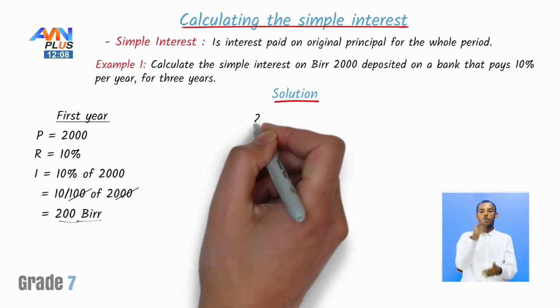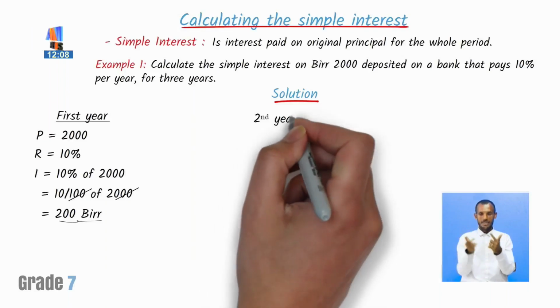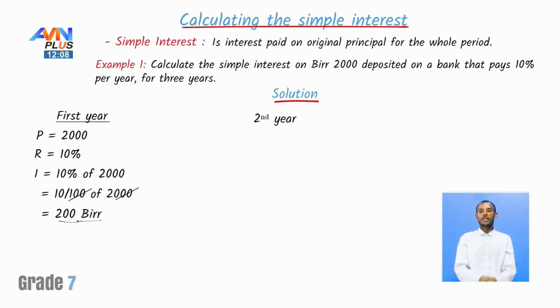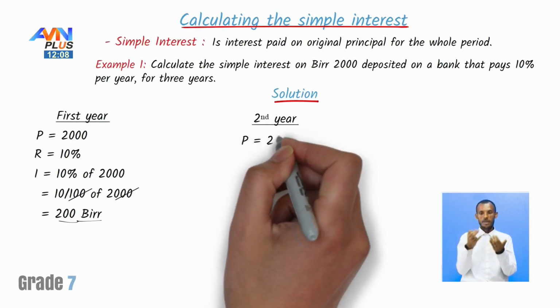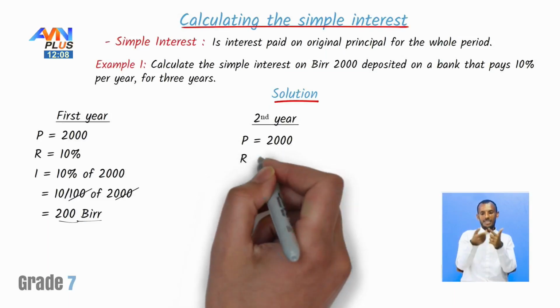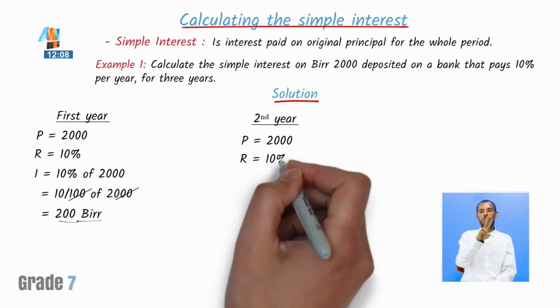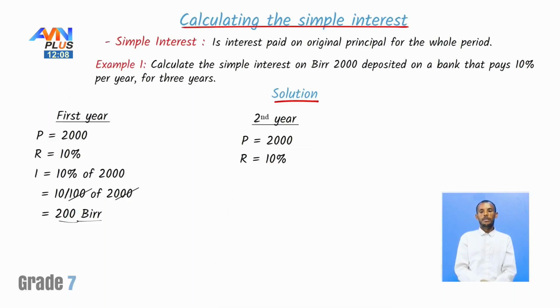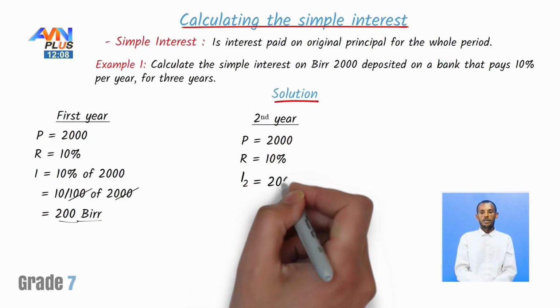So, what will be the interest for the second year? The interest for the second year is also the same. Since it is simple interest, the interest will be paid on original principal only. Therefore, for the second year, the principal is the same, 2,000, and the interest rate is 10%. Therefore, the interest for the second year will be 10% of 2,000 as we calculated here. How about the third year?